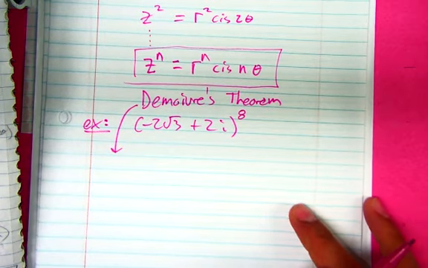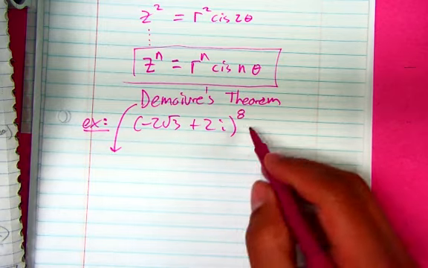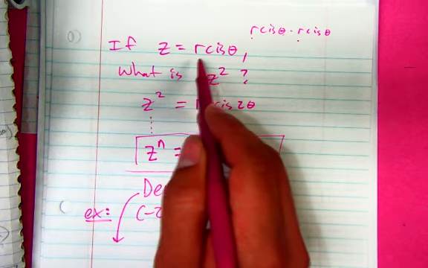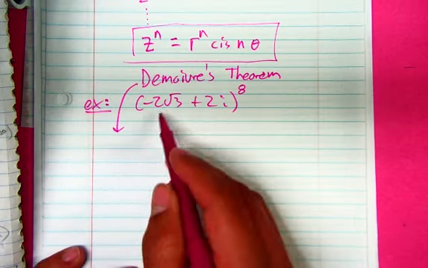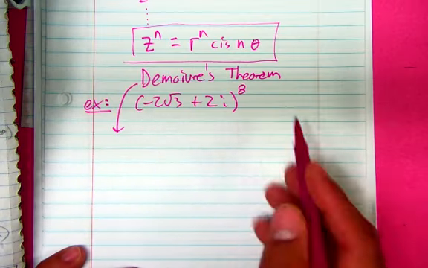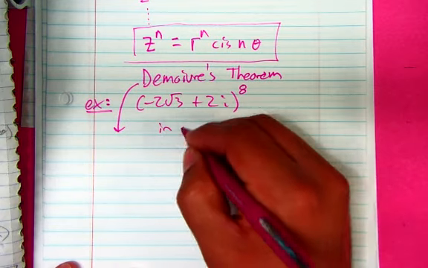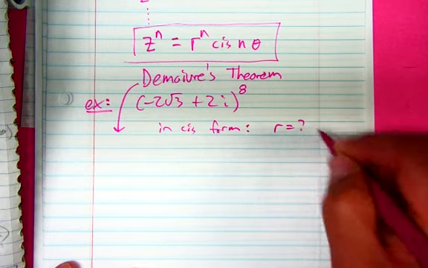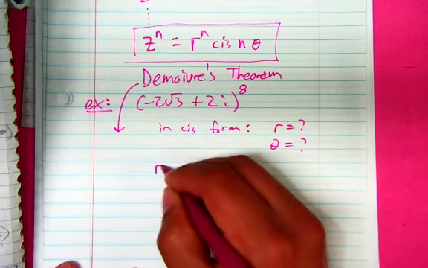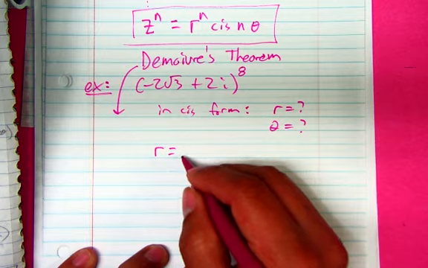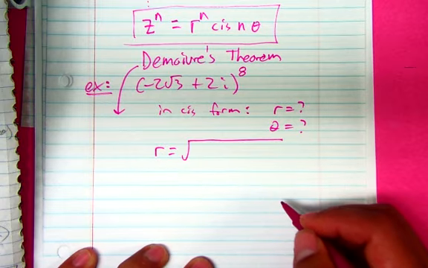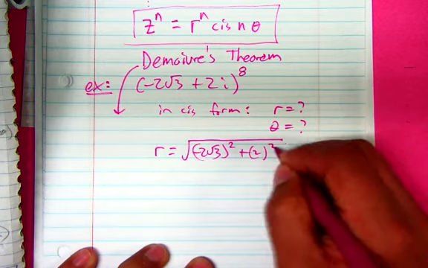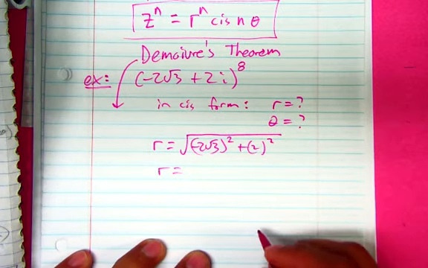De Moivre's theorem helps us if the numbers are in trig form, in cis form. This is not in cis form, so let's put it in cis form. In cis form, what do we need? We need a radius and we need an angle. The radius would be the square root of a squared plus b squared. So negative 2 root 3 squared plus 2 squared. That's going to be 16, so the square root of 16 is 4.